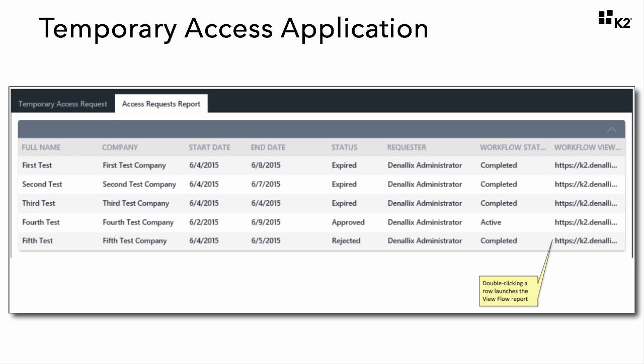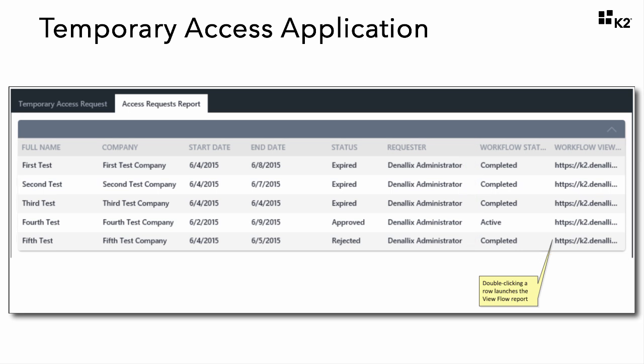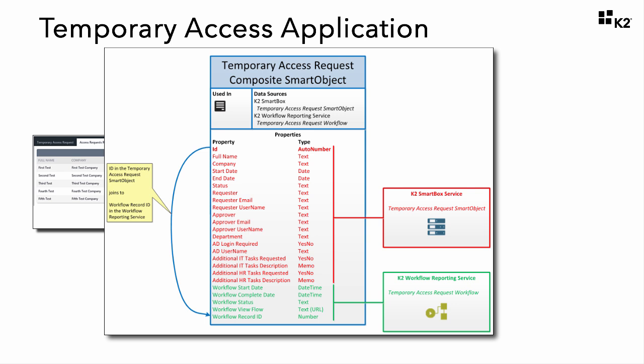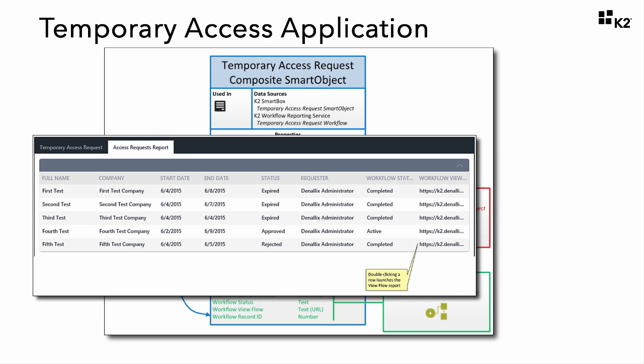relevant to our users. In this case, we want to create a view of temporary access requests that anyone in the organization can review at any time, along with the workflow status and a link to the workflow as it unfolds within K2. This is a security measure so that it is easy to see who is allowed to access the premises and so that it is easy to track down a workflow if it is stuck at a user task or to identify if the workflow failed. To achieve this, we will build a composite smart object in K2 Studio, build a view against the smart object, and then add the view to our temporary access request form.